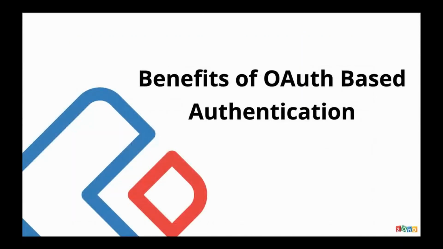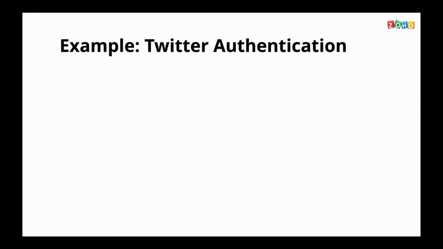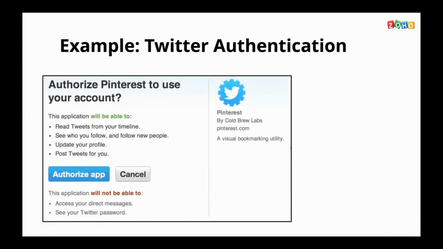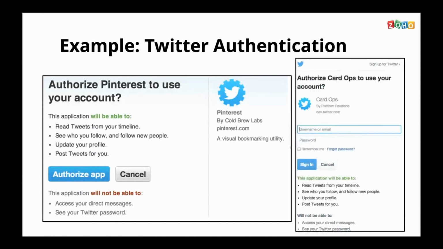Now let's talk about the benefits of OAuth based authentication, which is used in version 2 of the API. We're going to start off with an example. Here we will see how Twitter is authenticated by a third-party service. You can consider the third-party service to be Pinterest, CardOps, or even LinkedIn. If you're aware of Pinterest, you can imagine Pinterest as the third-party service here. If not, you can imagine any third-party service of your own.